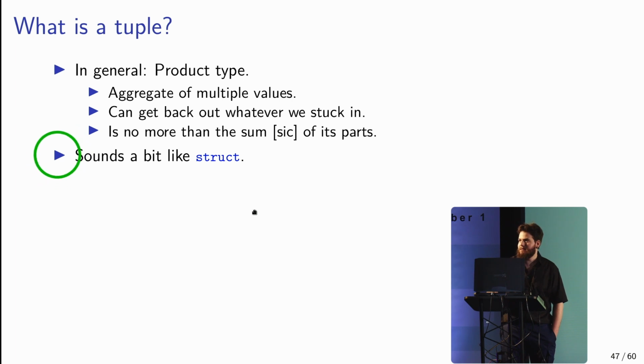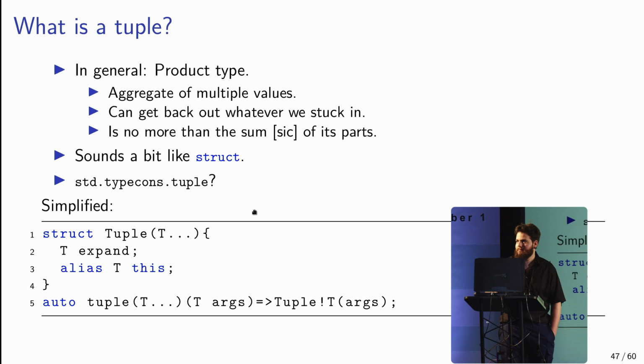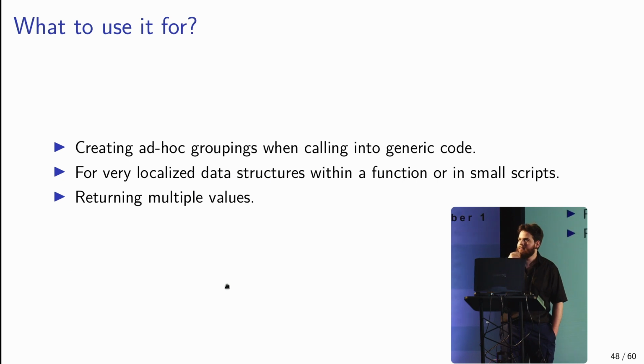It sounds a bit like struct, and there is a standard type, Tuple in std.typecons, and the question is what is missing. So this is a simplified implementation of that. The actual one is a few hundred lines, I think. So what do you use a tuple for? You create ad hoc groupings, for very localized data structures or for returning multiple values. So you shouldn't really use it in interfaces all that much.